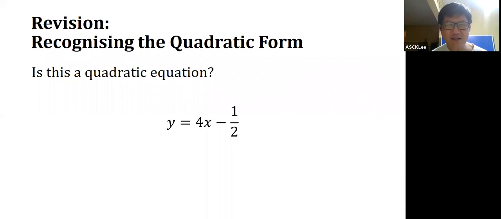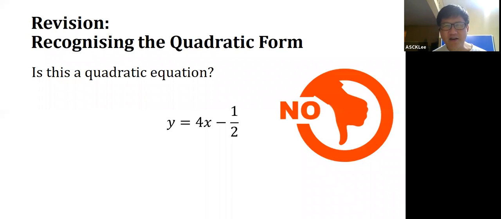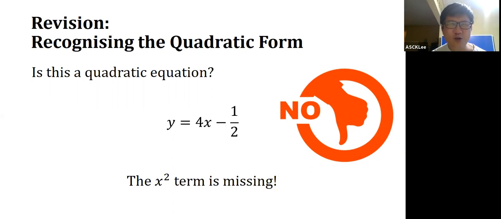Let's look at the second question. Is this a quadratic equation? Your answer should be no, it's not, because it does not have an x squared term. The x squared term is missing, and so it's not a quadratic equation. It's a linear equation.